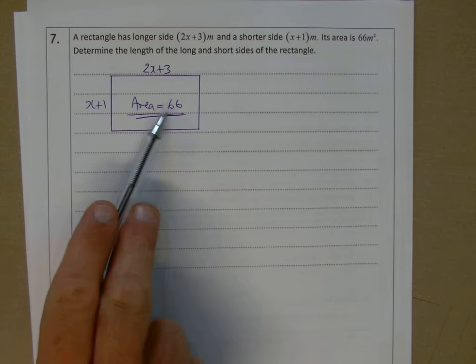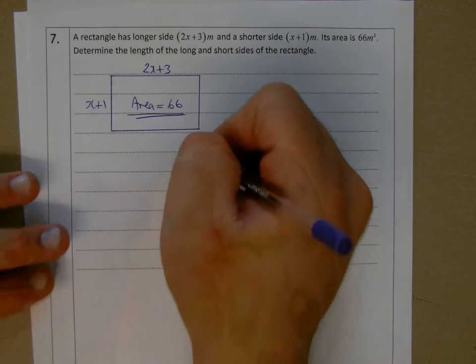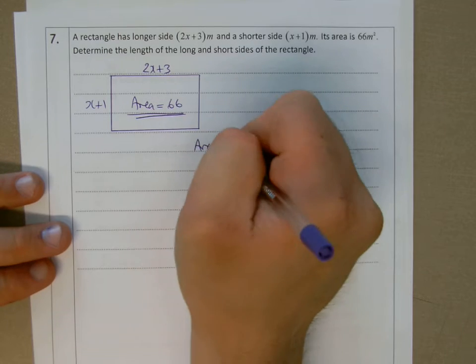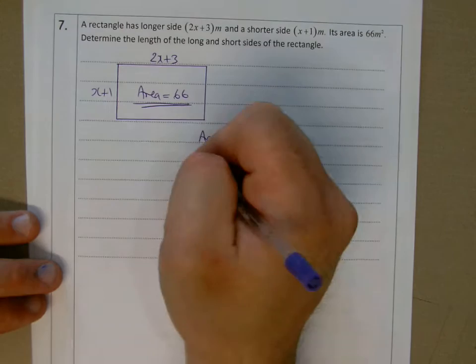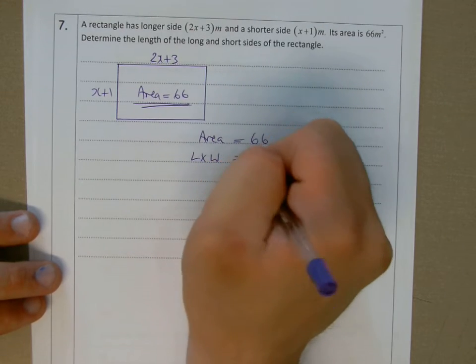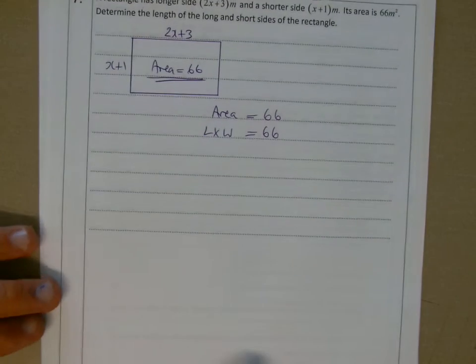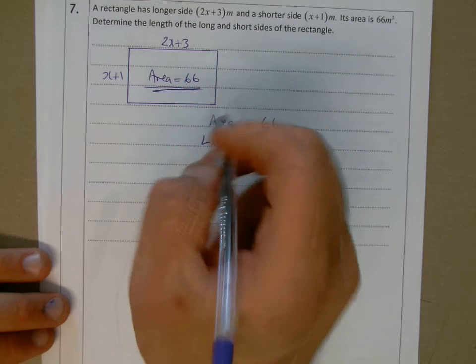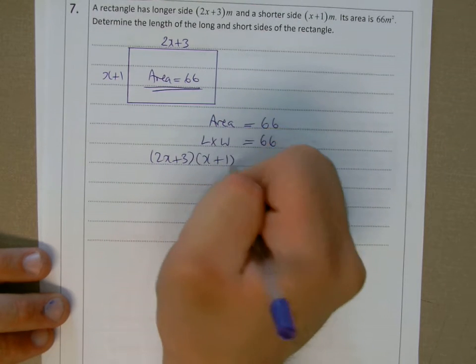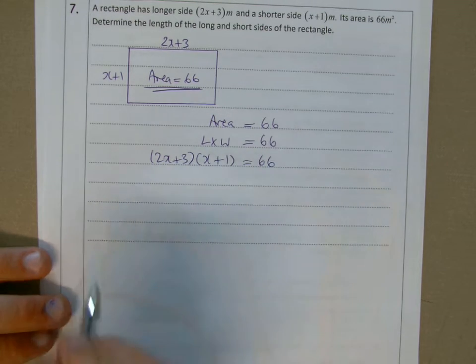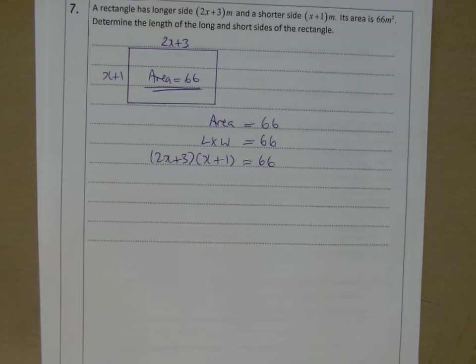But what's good is they give me the area. They say, look, the area is 66. And you've got to ask yourself, well, how do I get the area? Well, of course, because it's a rectangle, it's just length times width, isn't it? That will give me the area of 66. So the length here is 2x plus 3, and the width is x plus 1, and it equals 66. And the question is then, where do we go from here?